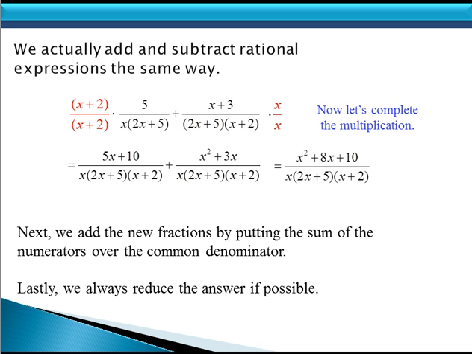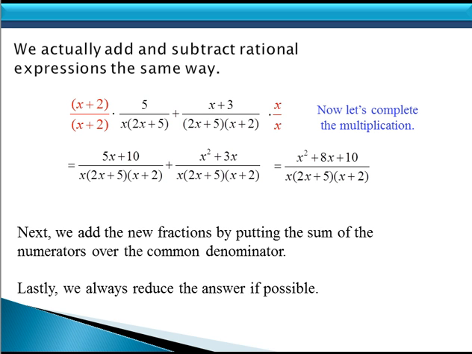Then of course we would always reduce the answer if possible. However, notice that the numerator will not factor. So since it does not factor and it does not match any of the factors in the numerator or the denominator, then we won't be able to cancel any common factors, so this is our final answer. And most of the time it's okay to keep the denominator in factored form, but if you prefer, you can also multiply that out, and that will be also a correct answer.